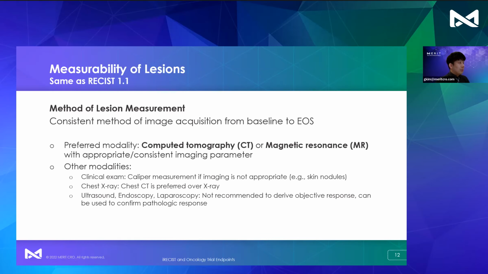And also the method or the recommended modality of capturing the lesion would still stay the same. CT or MR with proper, consistent imaging parameters is recommended. Other modalities still stay ancillary and may not drive any type of response in both RECIST 1.1 and iRECIST, which would include clinical exams such as calipers, chest X-ray, ultrasound, and endoscopy. These types of things are not recommended to drive the objective response for both RECIST 1.1 and iRECIST.